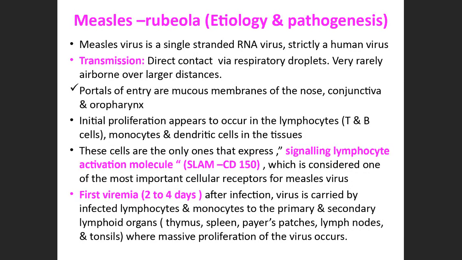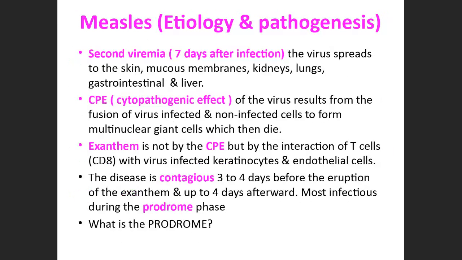They present first as the viremia stage, which is the initial 2 to 4 days after infection. The virus is carried by the infected lymphocytes and monocytes to the lymphoid organs like thymus, spleen, and Peyer's patches, and after landing here, massive proliferation of the virus occurs. That was the first stage where the virus is carried and the proliferation occurs.